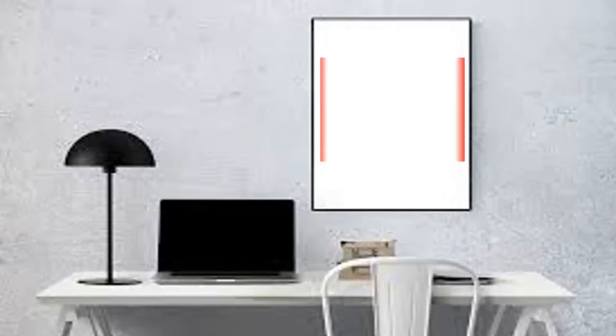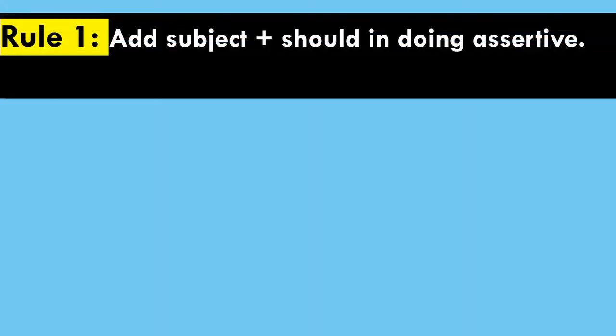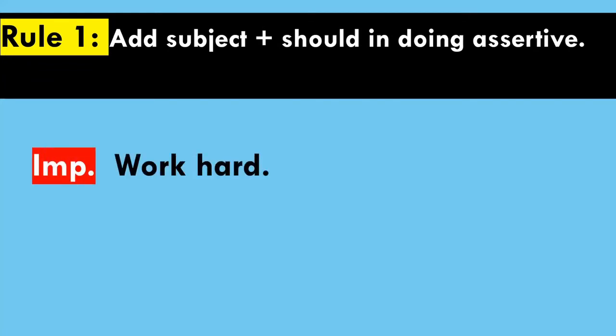All right. So now we will learn how to convert imperative to assertive. Till now we have seen examples of converting imperative to interrogative. Now we will see examples of converting imperative to assertive. So rule number 1: we have to add subject plus should in making assertive. For example, this is an imperative sentence: "Work hard." Work is used in the beginning. This is v1, and it is just a command or order.